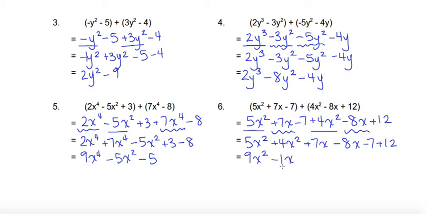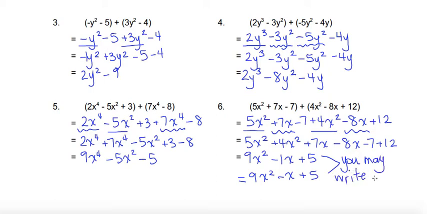You might see this written as a negative 1. Sometimes, and I'll just write it down here as well, you might see it as just negative x. So both of those would be okay. And then negative 7 plus 12 gives me positive 5. So if you write your expression with a negative 1x or a negative x, these mean exactly the same thing. So either of these final answers would be okay. Okay, so you may write your final answer as one of these.